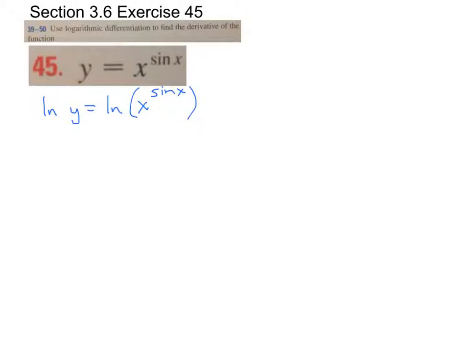Now, one of the properties of logarithms that we make use of often is the fact that if we have the natural log of something to a power, we can pull that power out. So the natural log of a to the x power is the same as x times the natural log of a. So we're going to use that back over here to rewrite the right side as sine of x times the natural log of x.